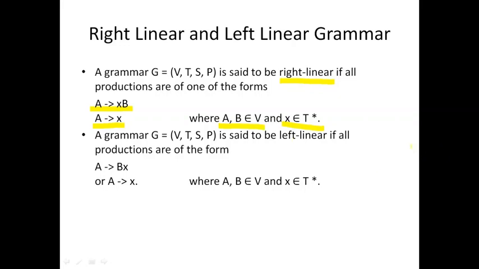non-terminals or variables. Now in the case of left linear grammar, productions are of the form capital A giving capital B x, or of the form capital A giving x. Now what happens here is that the non-terminal, if it appears on the right hand side of any production, will appear as the leftmost. So here B is appearing as the leftmost symbol on the right hand side. Okay, so that is right linear and left linear grammar.